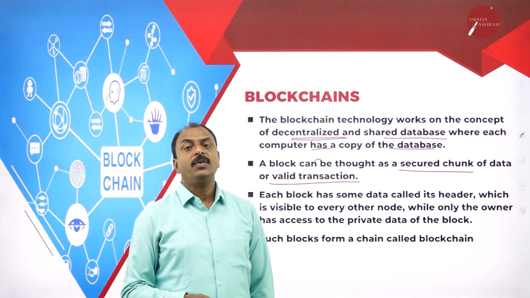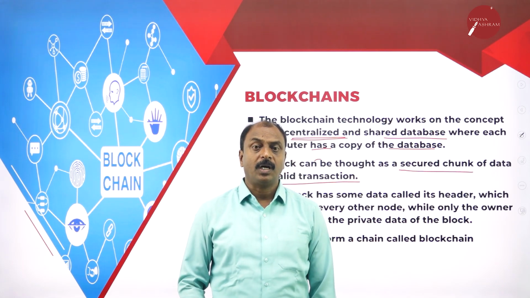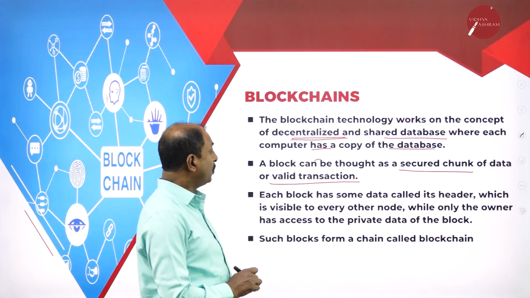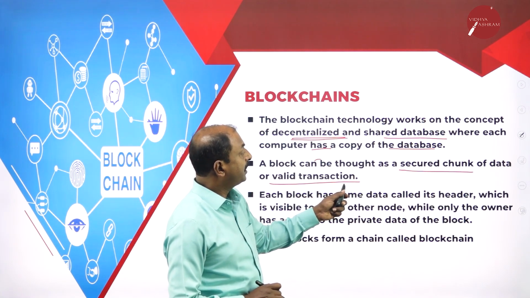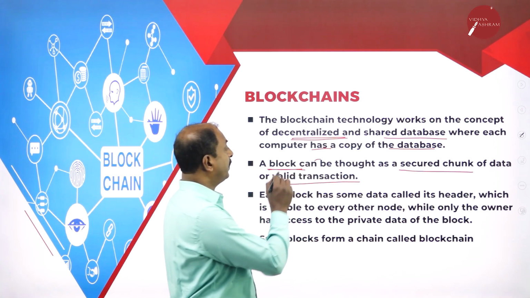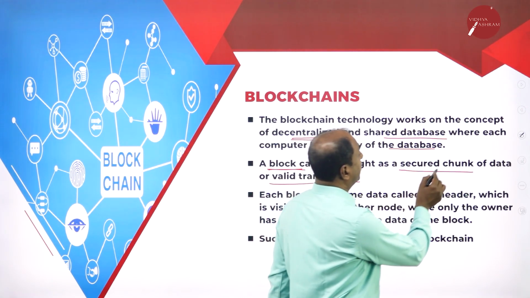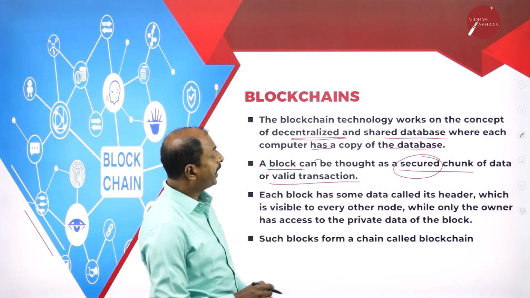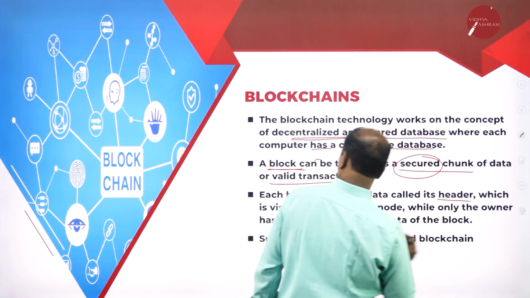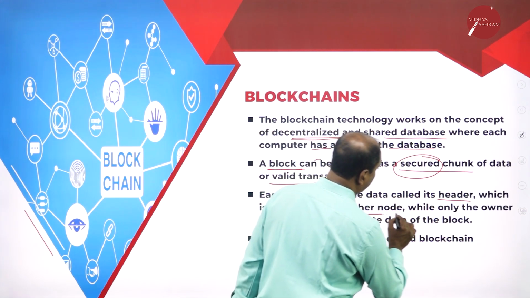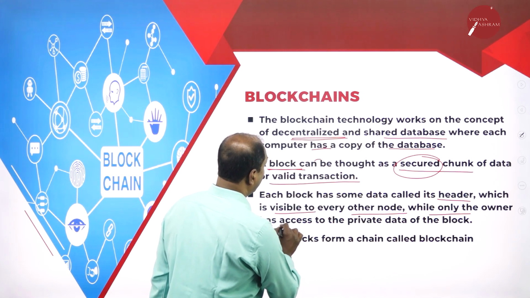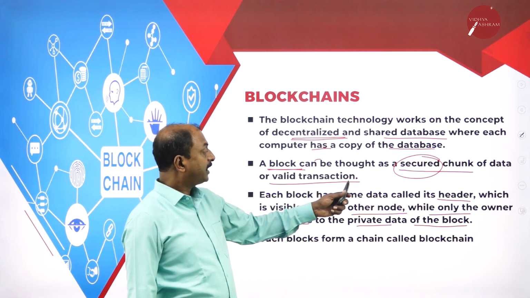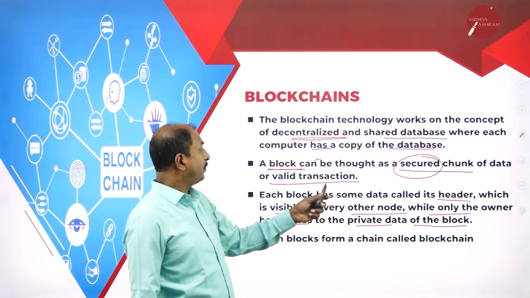Suppose imagine there are five people in a blockchain network, so all five people will be connected. Here each transaction is called a block. It is nothing but a block, and it is a secured chunk. Each block has some data called its header, which is visible to every other node, while only the owner has access to the private data of the block. Every transaction is recorded, and that is nothing but a block.